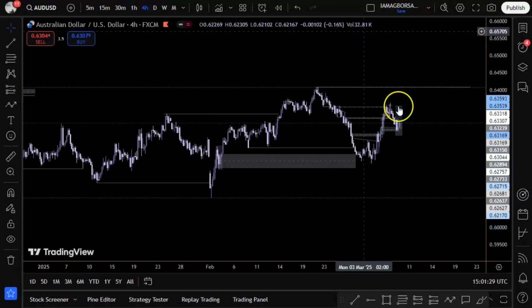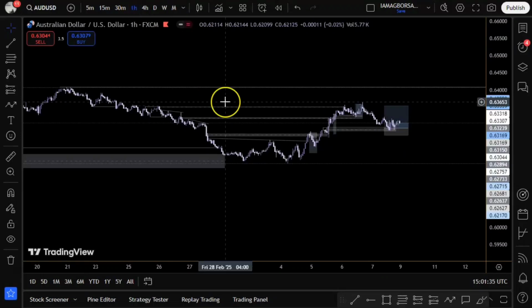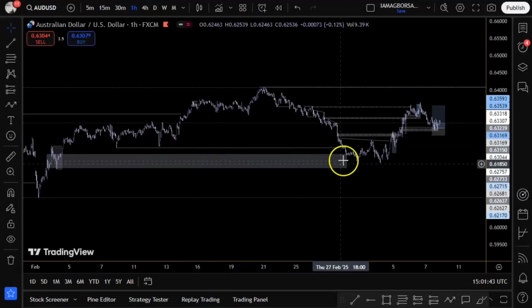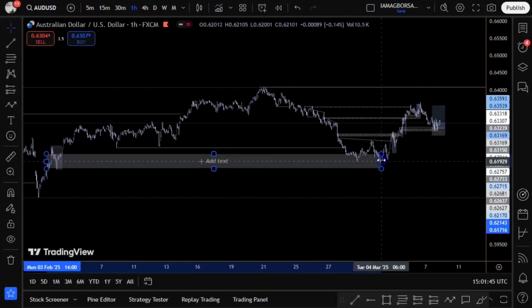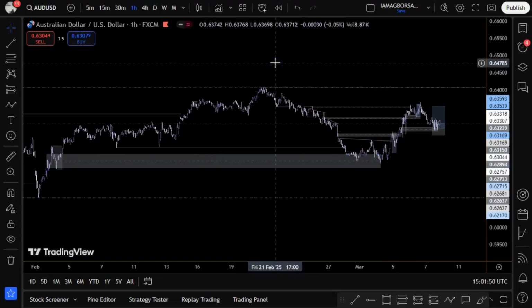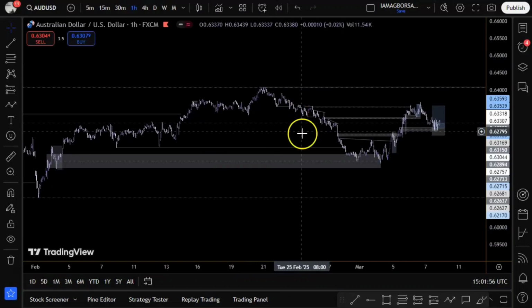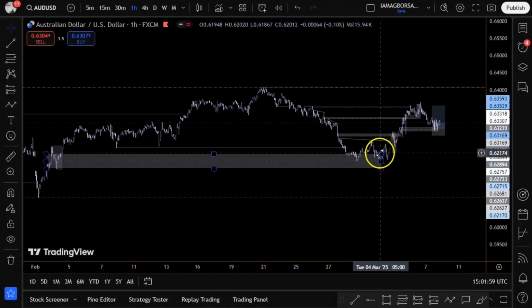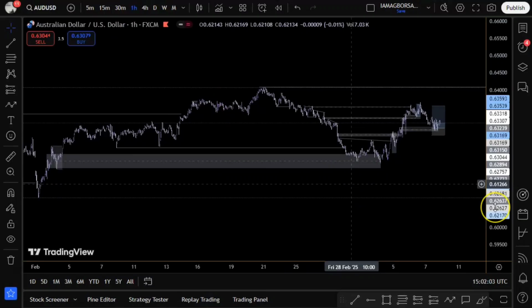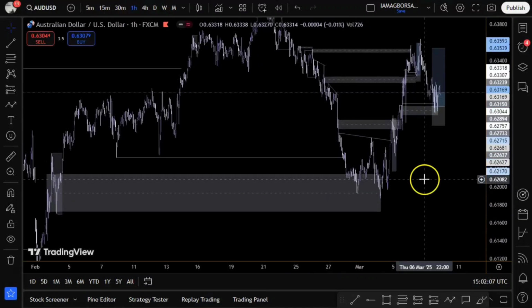So when that demand level was mitigated, about here, I was still focused on the previous week's direction, so I was still looking for shorts. But after I took some losses, I had to go back and settle down and understand what's going on with price on the charts here.